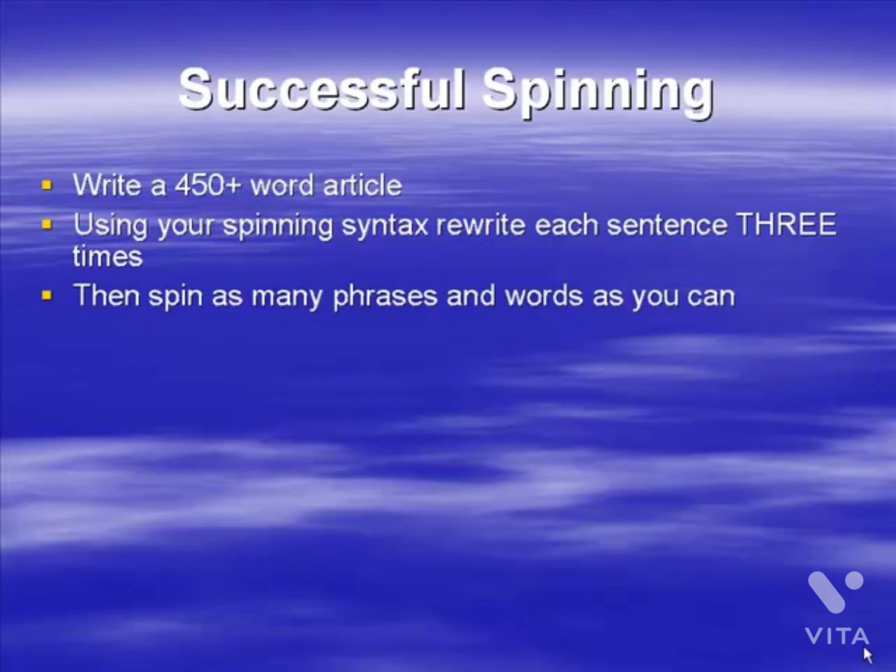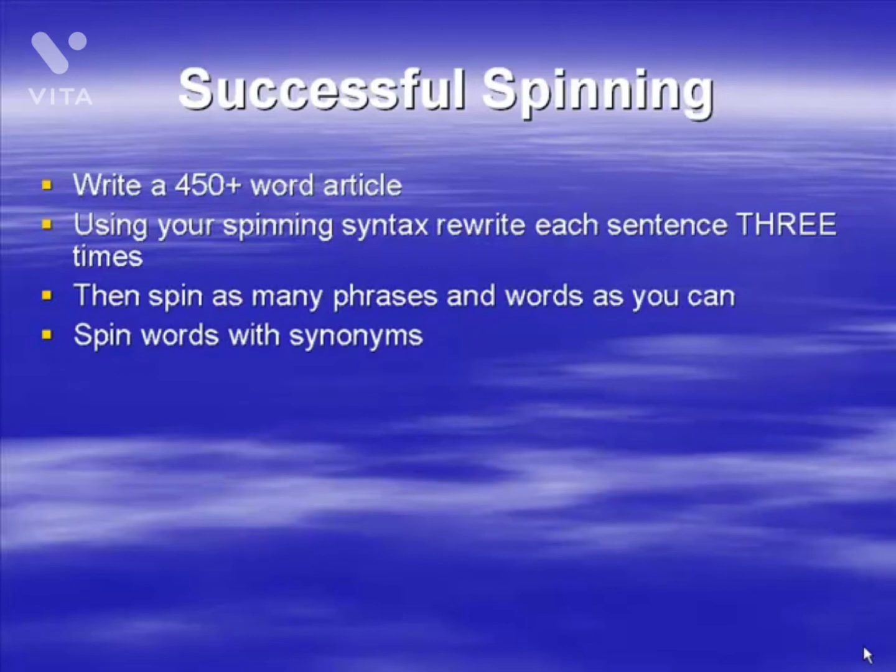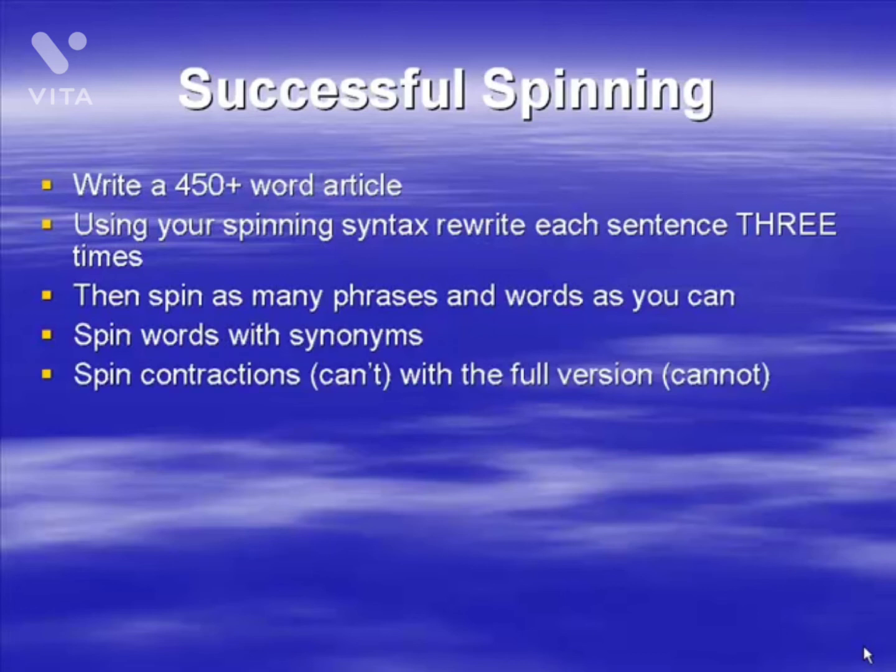Then within each sentence that you've rewritten, basically every single one of the sentences, you spin as many phrases and words as you can. If there's a phrase that you can spin, you spin it. If there's a single word you can spin, you spin that as well. You spin the single words typically with synonyms and the phrases with other phrases that mean the same. You will spin contractions with the full version, so can't becomes cannot, your becomes you are, there becomes they are, and so on. What this does is vary the word length of the article and helps make it that little bit more unique.